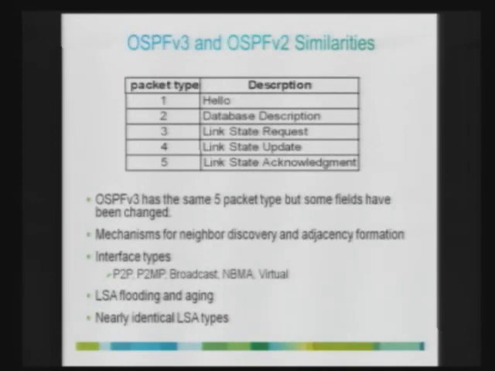Now, we talked about the differences in the previous slide. Let us take a look at the similarities between v3 and v2. As far as the packet types are concerned, they are pretty much retained. We still have the hello packets for the adjacency formation. We have the database description packets, again part of the adjacency formation, then link state request and update packets, and also the link state acknowledgement packet. And interface types, similar to the v2 world, we have point-to-point, point-to-multipoint, broadcast, non-broadcast multi-access, and it even supports virtual interfaces. And also it has the concept of LSA flooding and LSA aging.